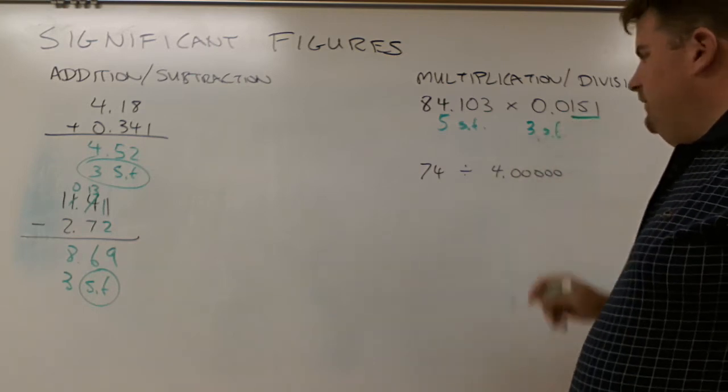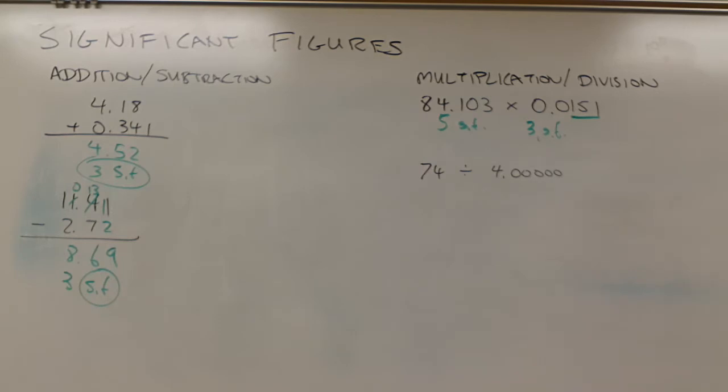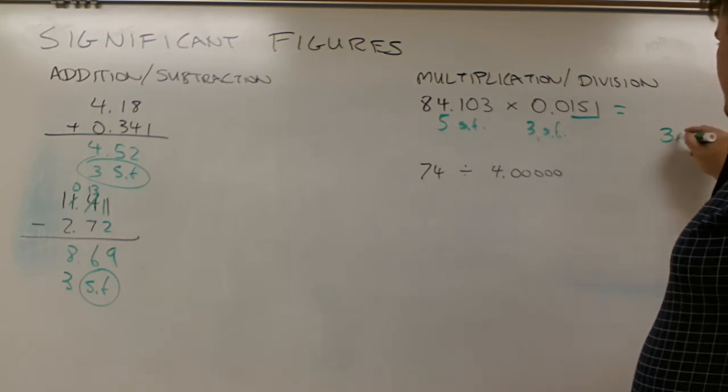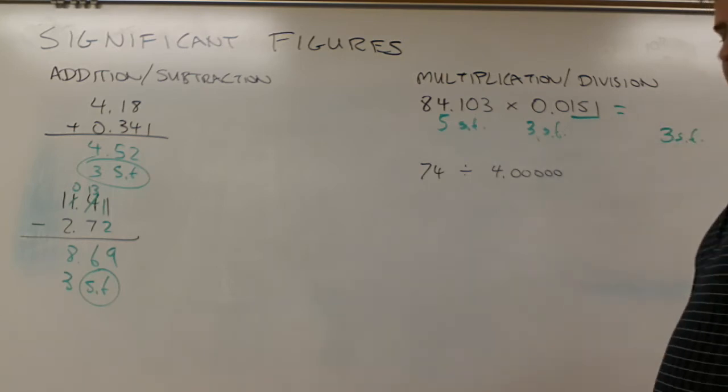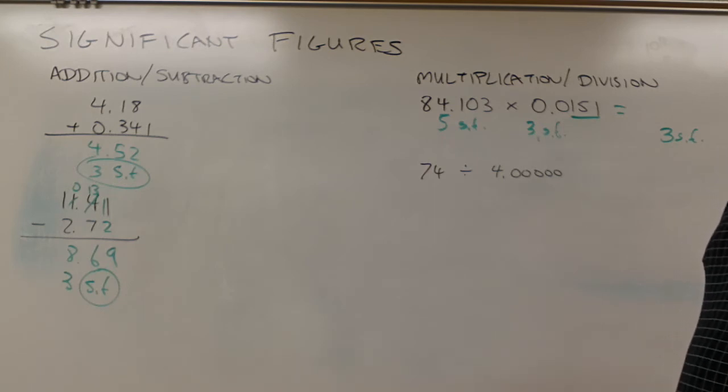Right, so if I have 3 significant figures and 5 significant figures, the value that I'm going to get out at the end is always going to be the lower number of significant figures. So whatever these equal, I have to be confident that at the end I have 3 significant figures. Anything more than that, and that's goofy.